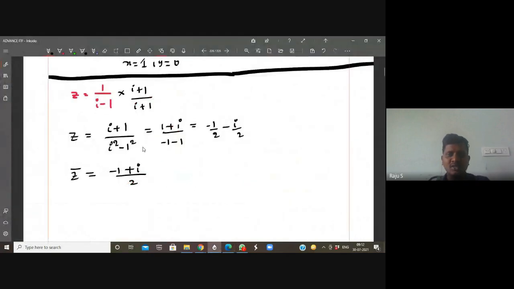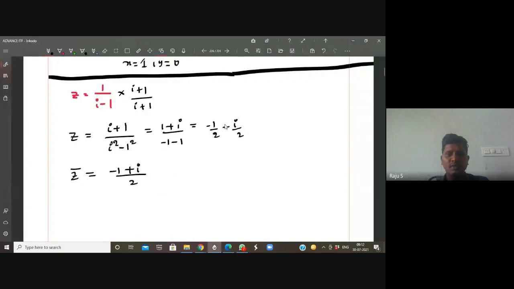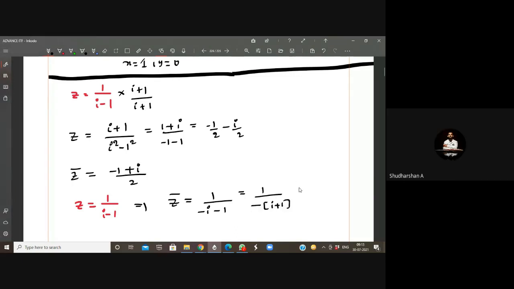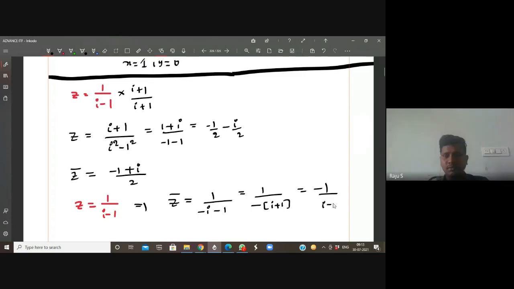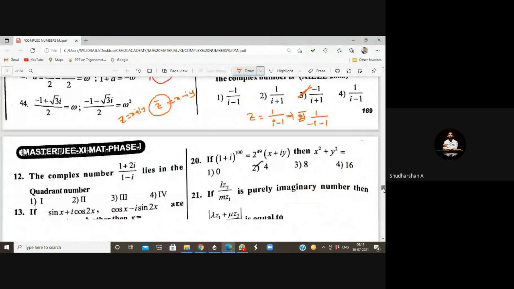Students, I have changed here. Actually, in options, no need to change. Z is equal to 1 by iota minus 1, which implies Z conjugate is 1 by minus iota minus 1. Replace iota by minus iota. So 1 by minus of iota plus 1, minus 1 by iota plus 1. That's all. Third option is correct. Third option.